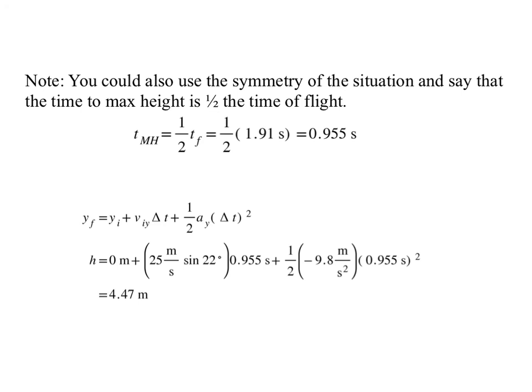There's another way, and some people do it that way, and that would be great. You could recognize the symmetry of the situation and say that the maximum height occurs at 1/2 the total time of flight. So the time of maximum height is 1/2 tf, or 0.955 seconds. And then I can just use the equation that tells me where stuff is: yf is yi plus viy delta t plus 1/2 ay delta t squared. With our particular values, we have a 0, 25 sine theta, 0.955, times this stuff, and we get, again, 4.47.